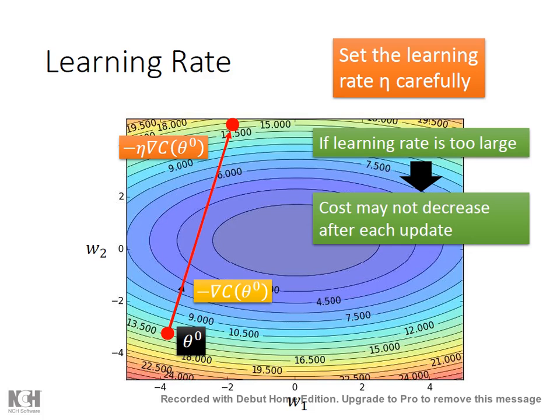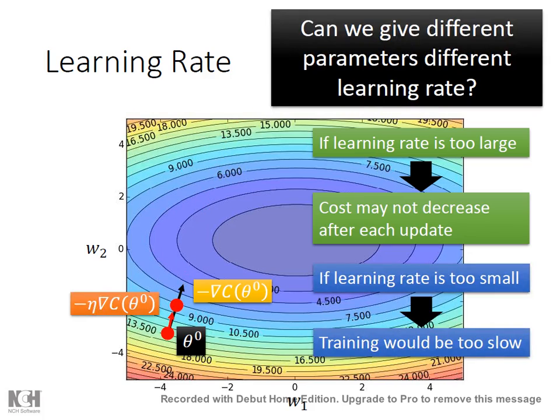Your error is getting bigger, right? Because if you jump too far, that's because your gradient is large and your learning rate is also large. So you may not decrease your cost. So it's not good. And at this moment, we should use a small learning rate.